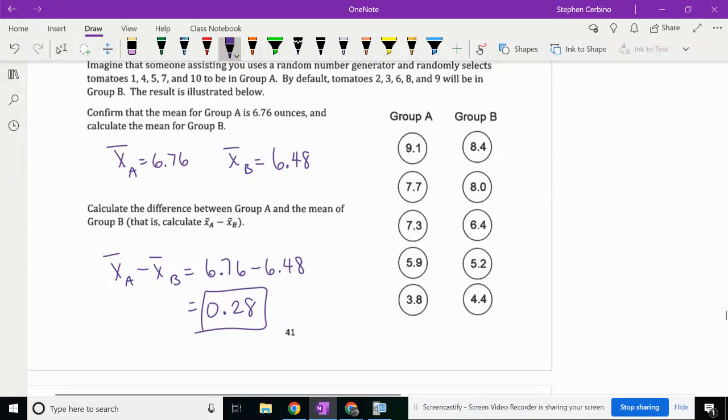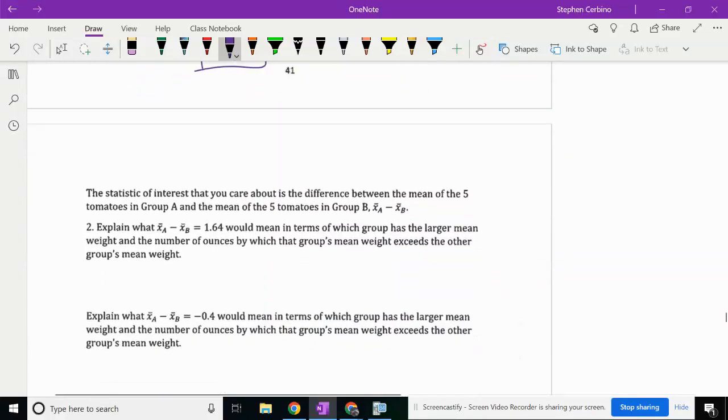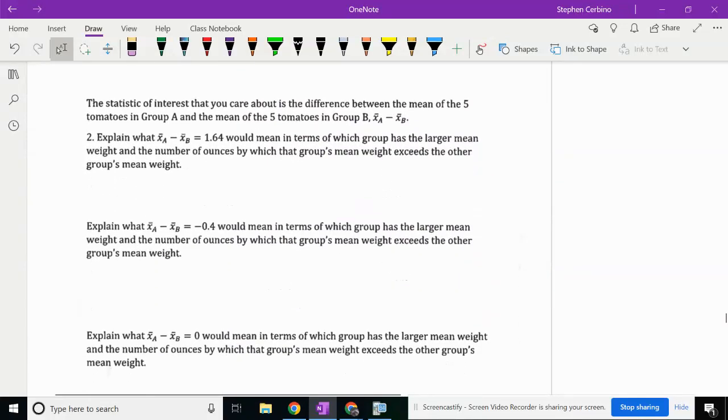Okay, so on the next page, I'm explaining a little bit further what we're finding here. The statistic of interest that we're looking at here is the difference in the two groups of tomatoes. Now, if I re-randomize what I just did on the previous page, I can get different sample means and subtract them.